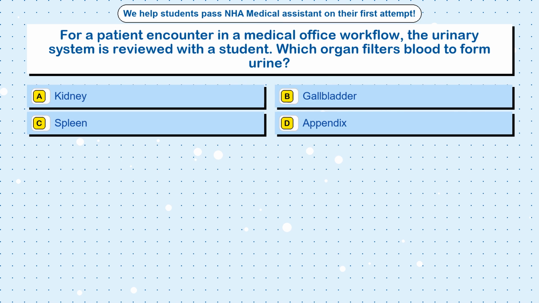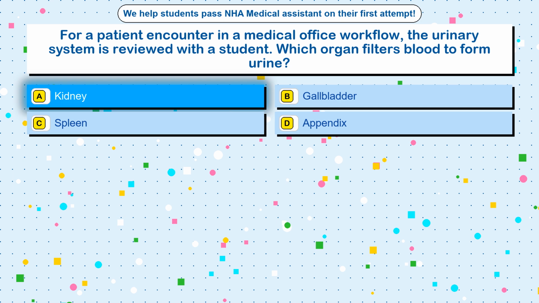Question 15. For a patient encounter in a medical office workflow, the urinary system is reviewed with a student. Which organ filters blood to form urine? Option A. Kidney. Option B. Gallbladder. Option C. Spleen. Option D. Appendix. The correct answer is option A.